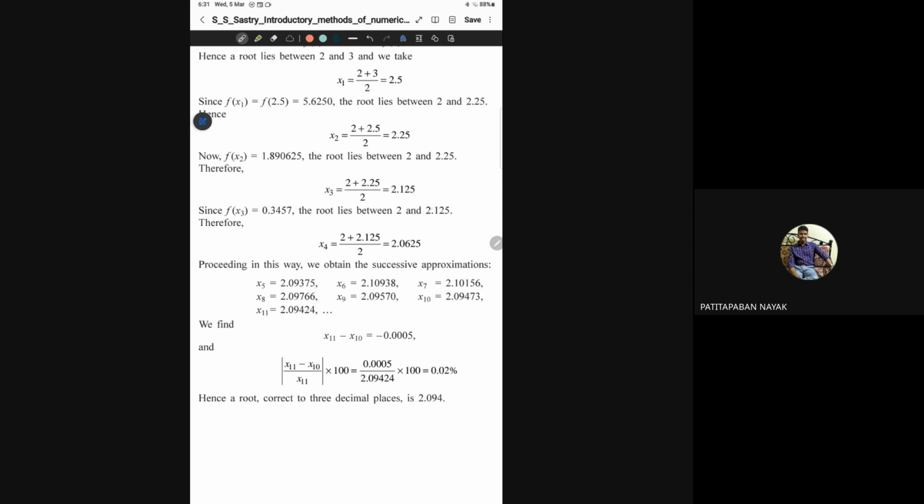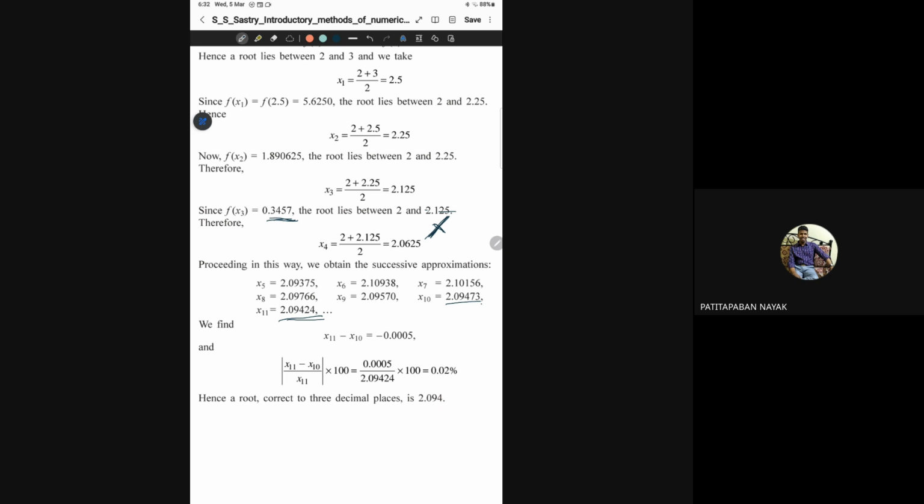As I can see, the next one is 2.09375. So that means it is between 2.125 and 2.0625. Just check what is the value of f of x4. I believe it will come negative because f of x3 has come positive. So it is basically calculating the midpoint of these two values, 2.09375.